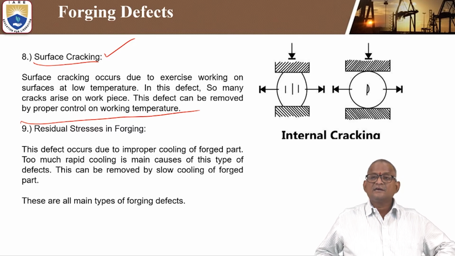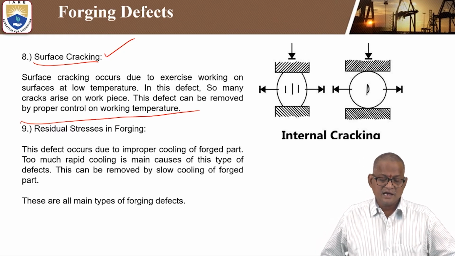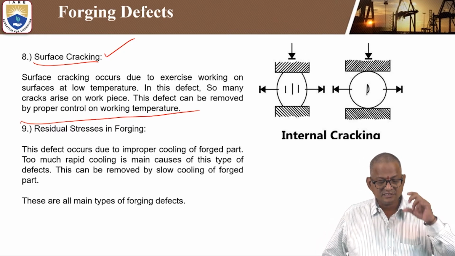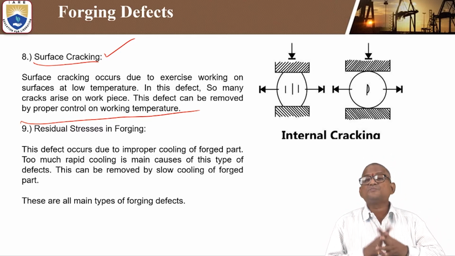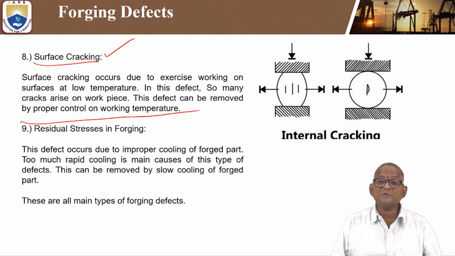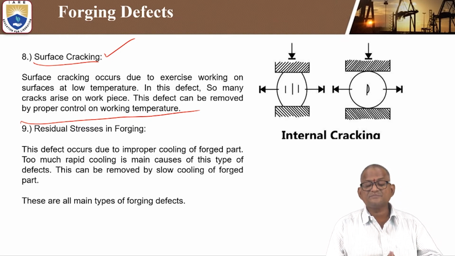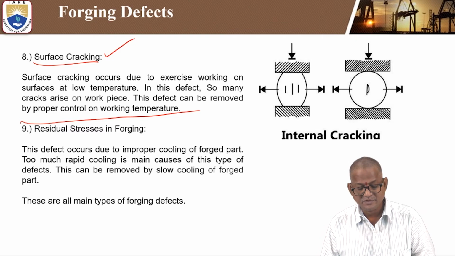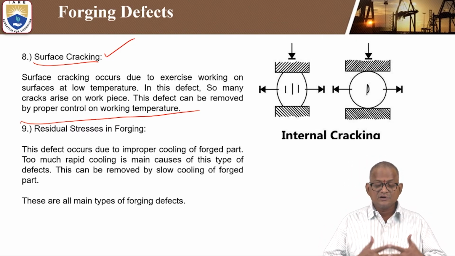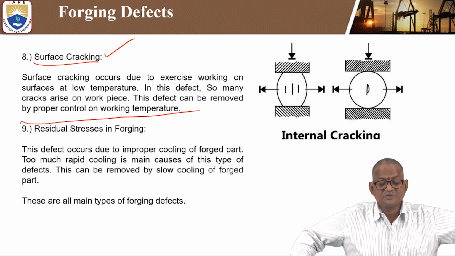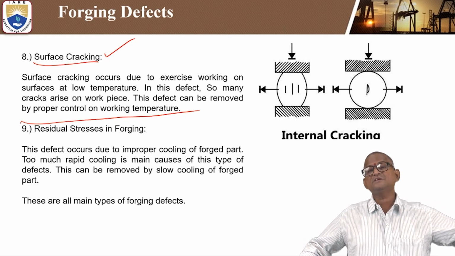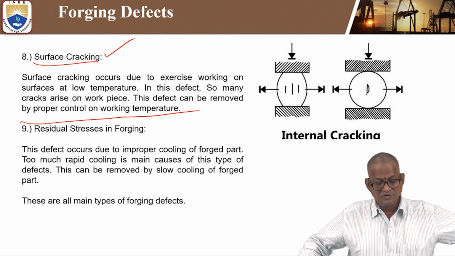In this case, residual stresses in forging, this defect occurs due to improper cooling of a forged part. Too much rapid cooling is also a main cause for this type of defect. This can be removed by the slow cooling of the forged part.